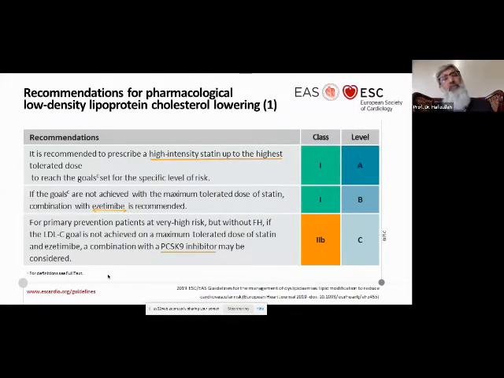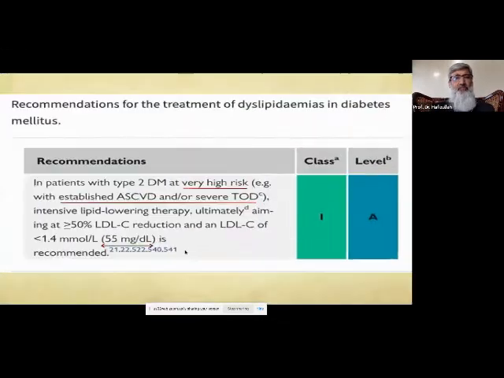In all these patients, you would like to use high intensity statins up to the highest tolerated dose. So many people will tolerate, some will not tolerate. So in those patients in whom you are using high intensity statins and still the goal is not achieved, you would like to use ezetimibe. And if still the goal is not achieved, then you should know that we can use PCSK9 inhibitors for these people and we should try to get it for them.